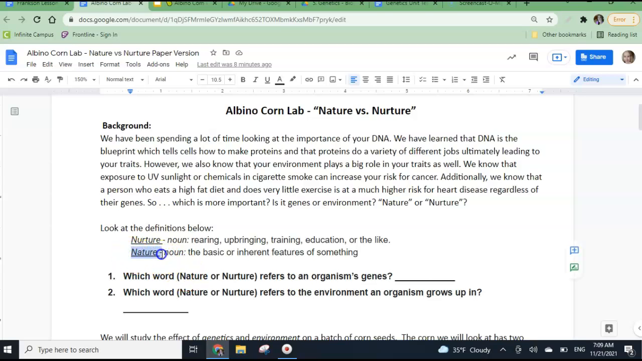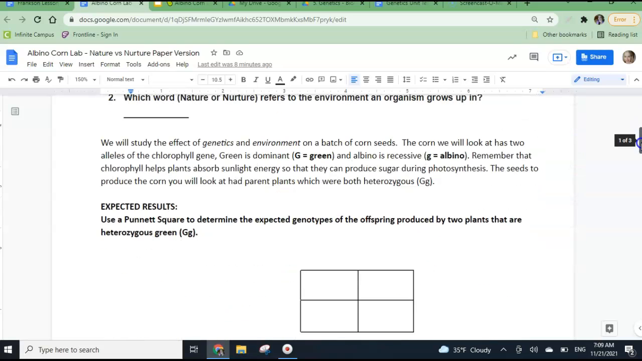That would be nature, okay? The inherent, meaning they're born with, features, right? They're born with their genes. Which word refers to the environment? That would be nurture, their upbringing, their training, their environment. All right, so let's go down to the second half here.